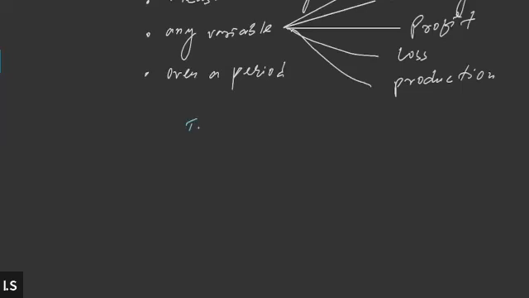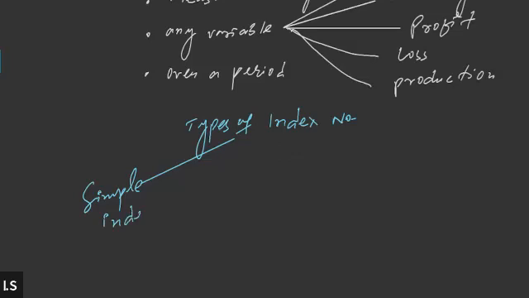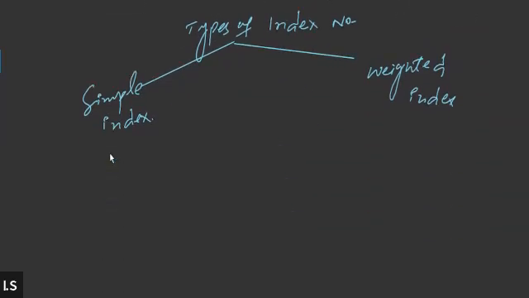Firstly, there are two types of index number, Alexander. One is called the simple index number, and then we have the weighted index number. What is the difference between simple and weighted index number? While calculating simple index number, we give consideration only to the prices of the commodity. But if we want to find out the weighted index number, we will be considering the price as well as the quantity of the commodity. We will talk about weighted index number more in this session.